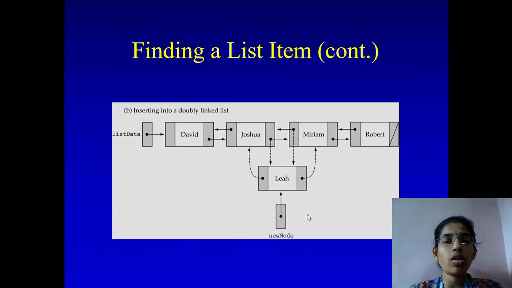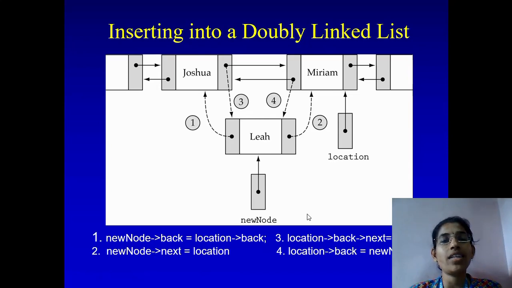Now we see a simple example of inserting a particular element in a doubly linked list. Here I choose the position at the middle, so we insert a new element at the middle.